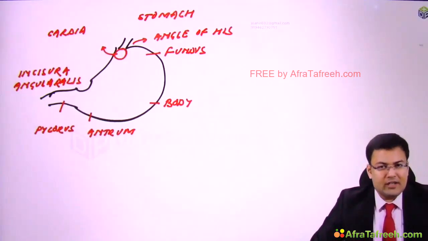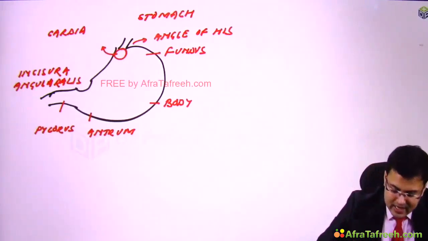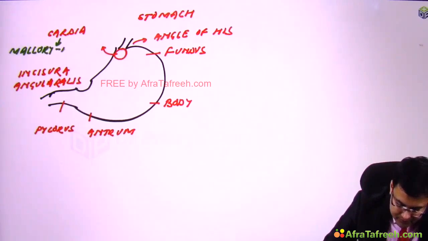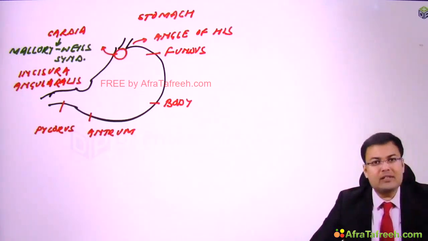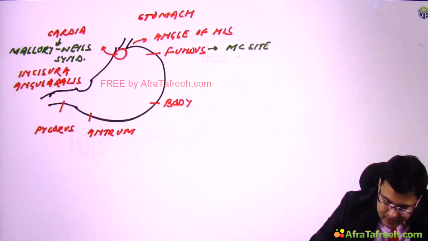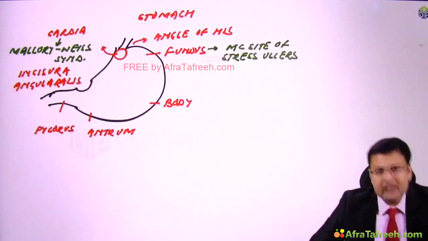After that, lots of questions are asked about what is the most common site of a particular condition. So first, cardia. Cardia is the most common site of Mallory-Weiss syndrome. After that, fundus. Fundus is the most common site of stress gastritis or stress ulcers.